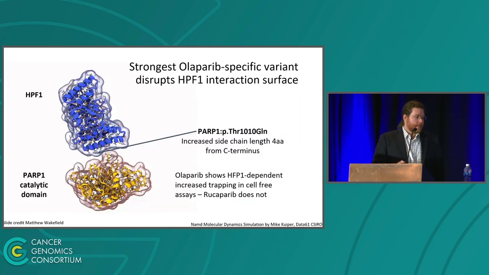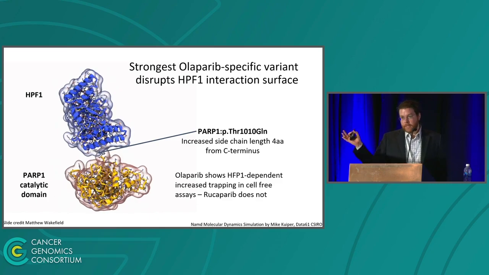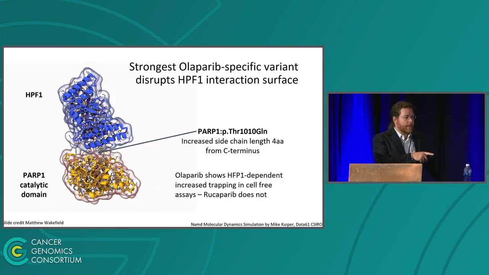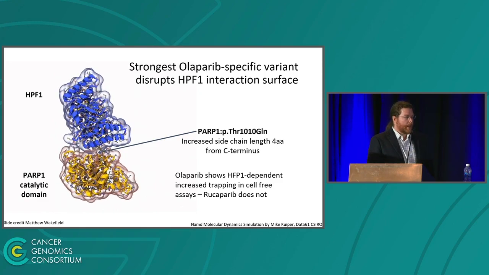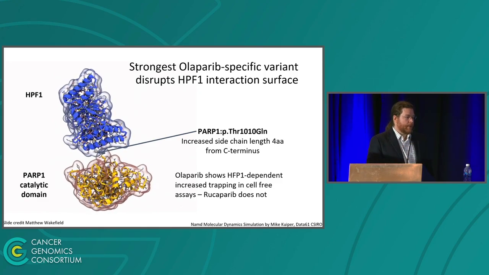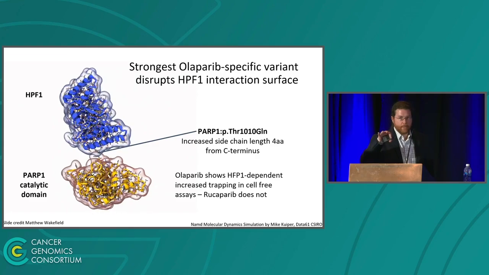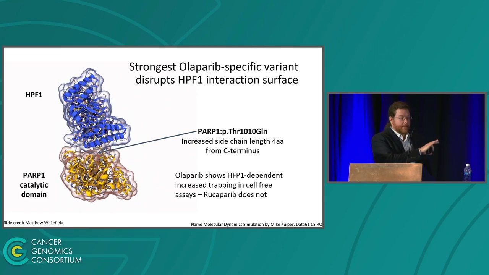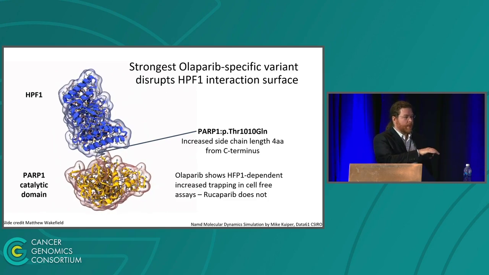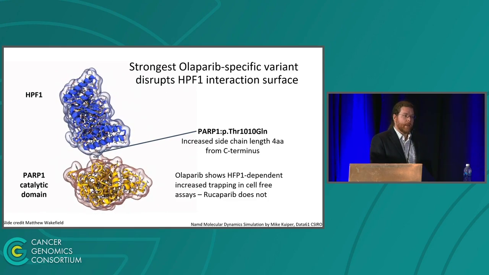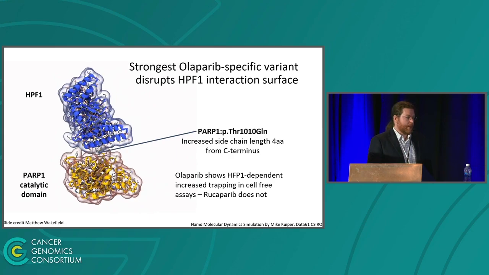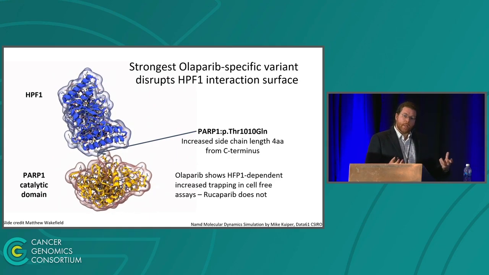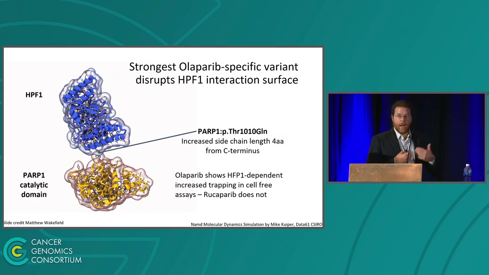Another example is one for olaparib, where that previous variant doesn't pop up. It is right down here where the PARP1 catalytic domain is interfacing with HPF1, and that's kind of where this drug is interacting. This animation that's looping is from a molecular dynamics simulation, showing what that variant might be doing. And it does appear to be another drug-specific interaction that's mediating resistance.